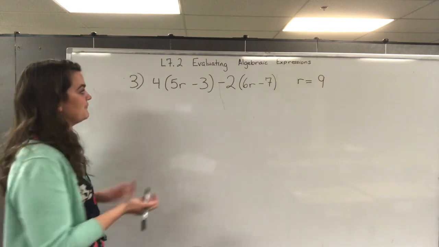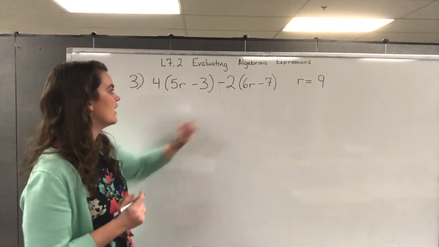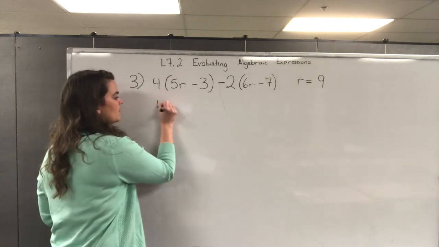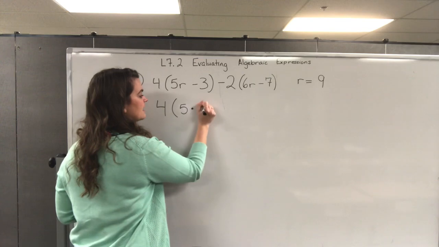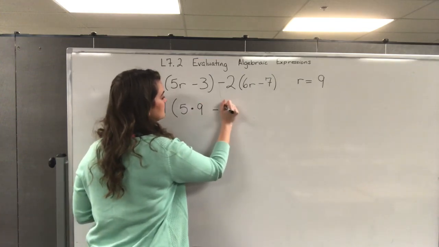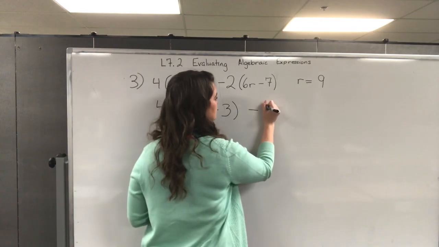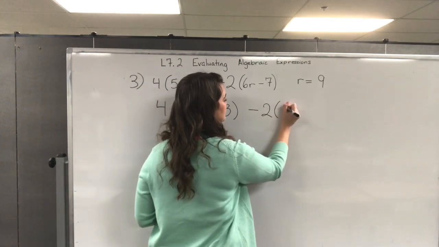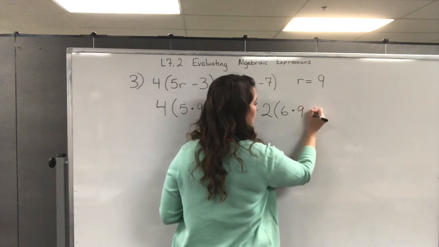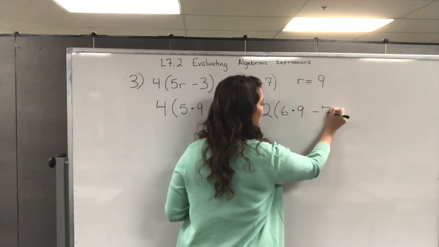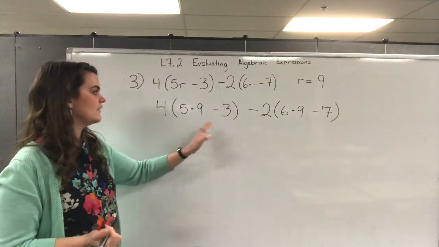All right, so here we go. I'm going to substitute in my 9 for all my r's first. So 4 parentheses 5 times 9 minus 3 parentheses minus 2 parentheses 6 times 9 minus 7 parentheses. Okay, so I've substituted 9 in for all my r's.